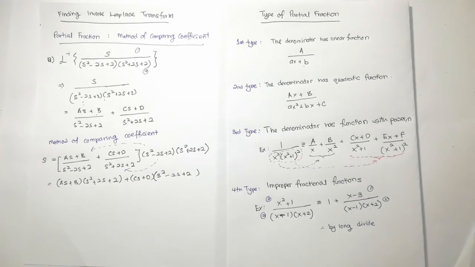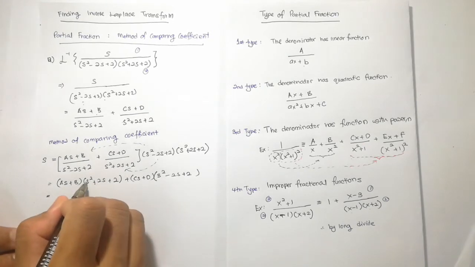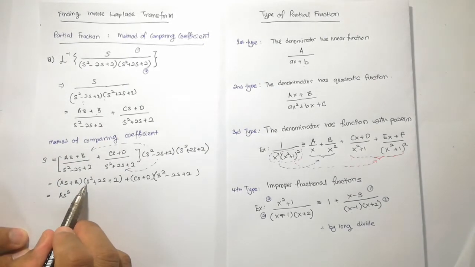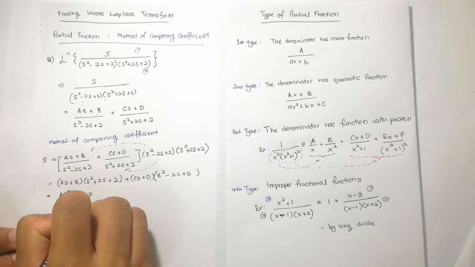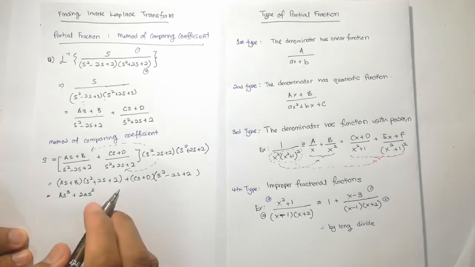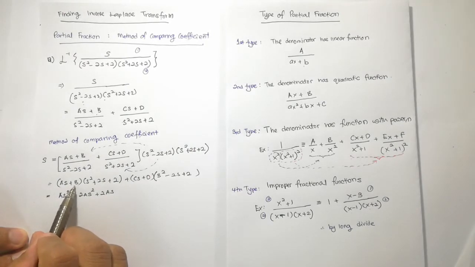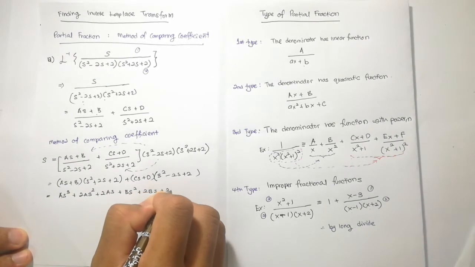The next step is that we can expand this equation. We have As multiplied with this one and this one, and then B multiplied with this one and this one. So we have As to the power of 3, first with As multiplied with s squared, and then As multiplied with 2s, so we will have plus 2As squared, and then As multiplied with 2, so we will have 2As. After that we do B, so we have plus Bs squared plus 2Bs plus 2B.